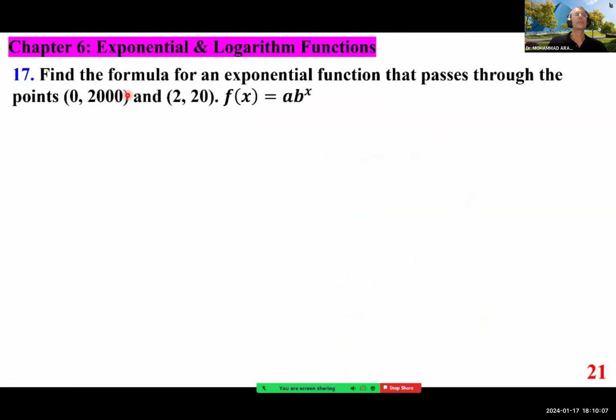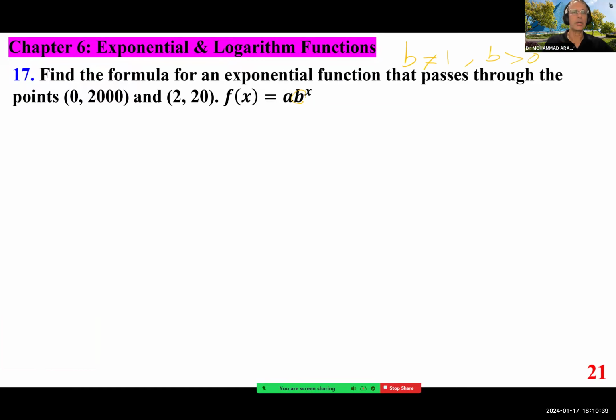In this example, we want to find the formula for an exponential function that passes through the points (0, 2000) and (2, 20), and it's in the form of f of x equals ab to the power of x. And recall that this base must be positive, and it can't be 1. Okay, so just reminding you that this b can't be 1, must be positive.